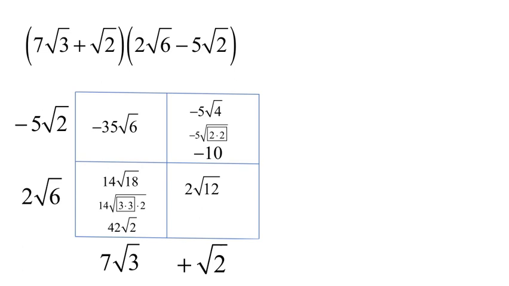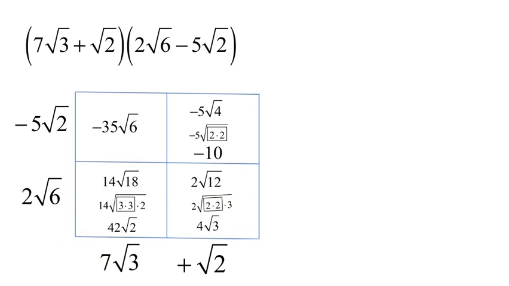And then we have 2 root 12 down here. 12 is 4 times 3, or 2 times 2 times 3. The 2 comes out, multiplies that 2. 2 times that 2 out there will give me 4, with a root 3 still left in the radical. And we get 4 root 3.